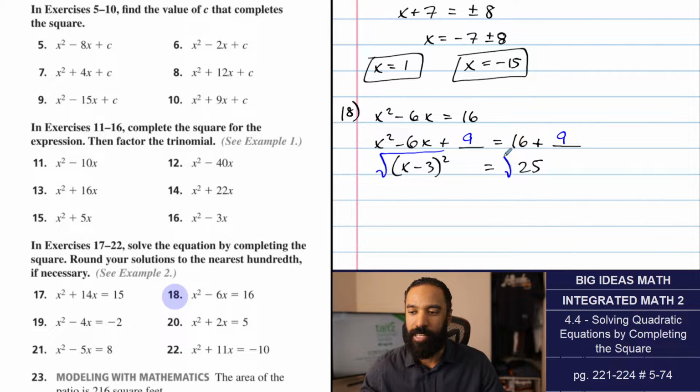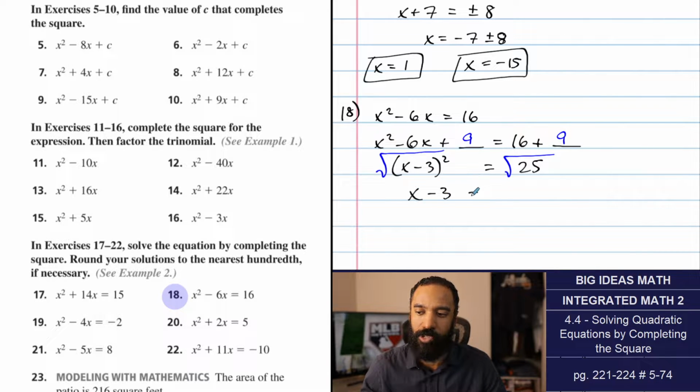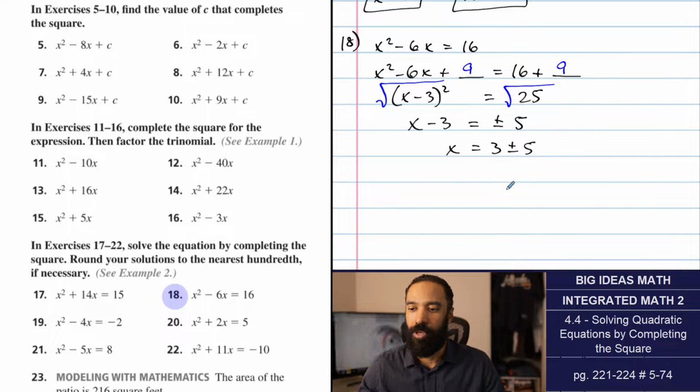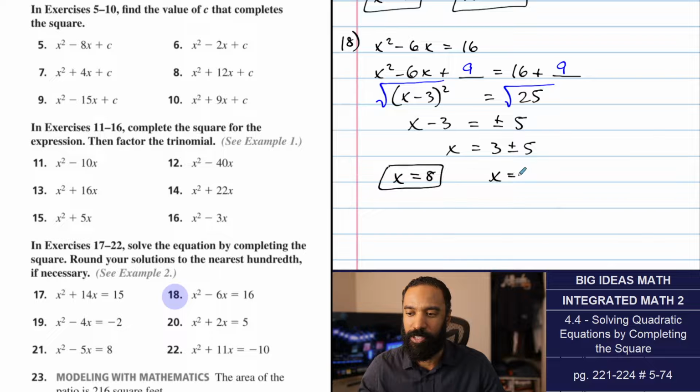Take the square root of both sides here, and because this is a perfect square, that does mean this was factorable. And rational solutions, ahoy. Plus or minus 5 appears. We add 3 to both sides, and we get 3 plus or minus 5. So those two answers, 3 plus 5 is 8, and 3 minus 5 is negative 2.